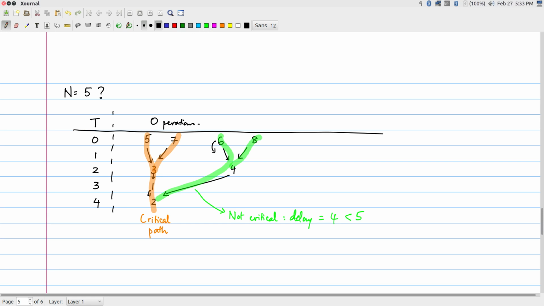So 6, in other words, could have gone here, 8 could have gone here, and 4 could have gone here, and I would have still met my timing constraint. Okay, so the nodes that are not directly on the critical path, in other words, could be moved around a little bit.